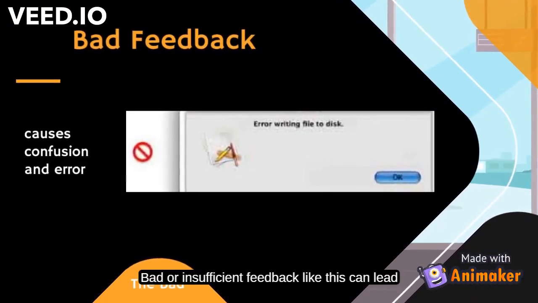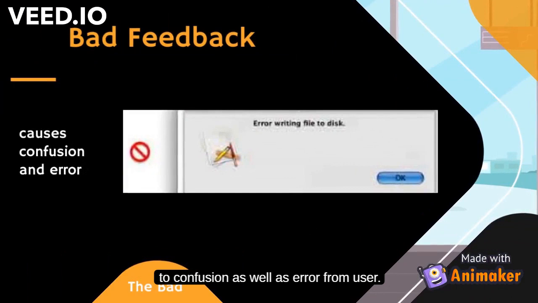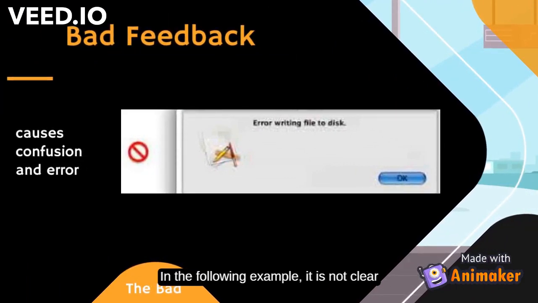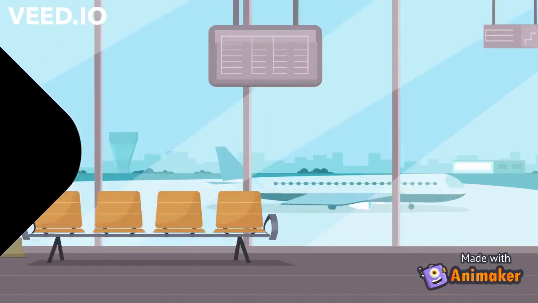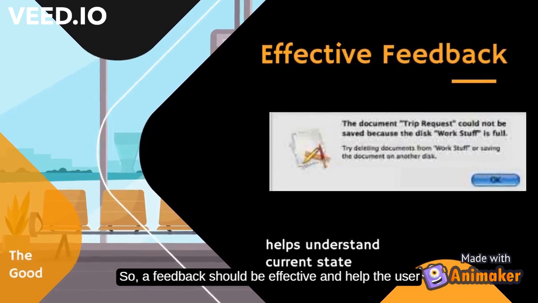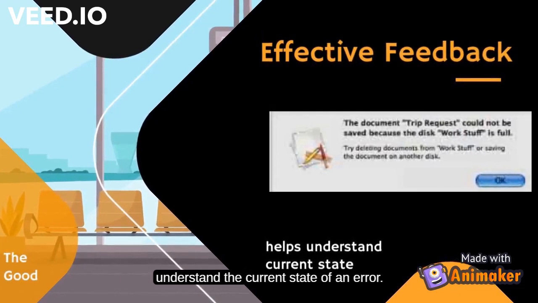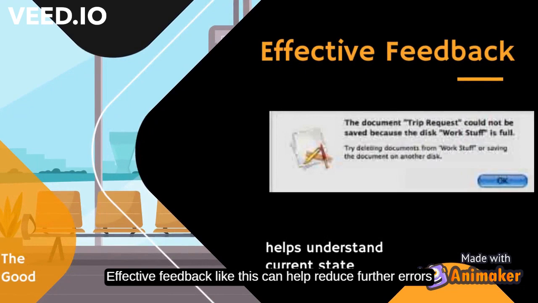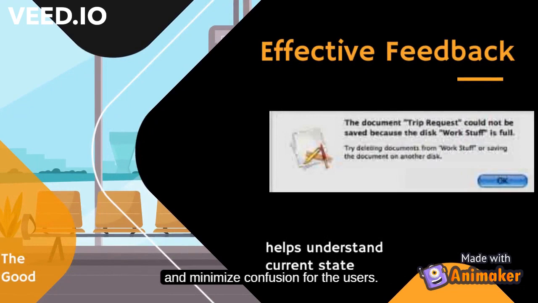Bad or insufficient feedback like this can lead to confusion as well as error from the user. In the following example, it is not clear what the error really is and how to avoid the error. So feedback should be effective and help the user understand the current state of an error. Effective feedback like this can help reduce further errors and minimize the confusion for the users.